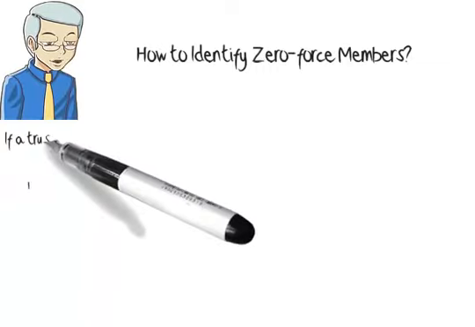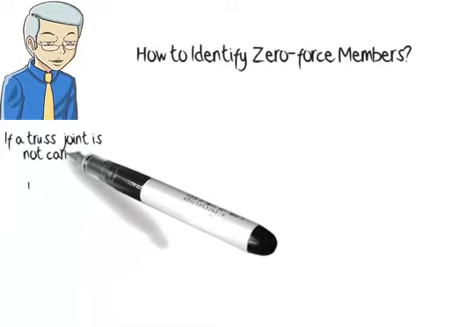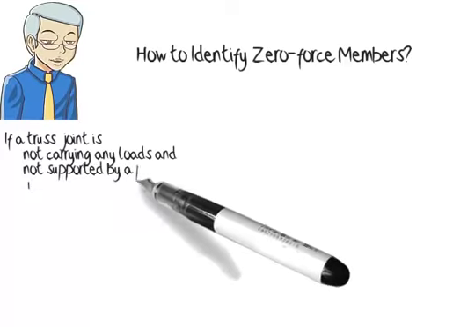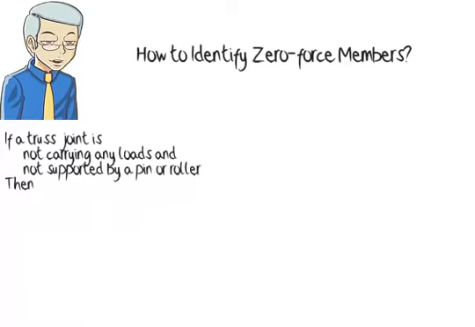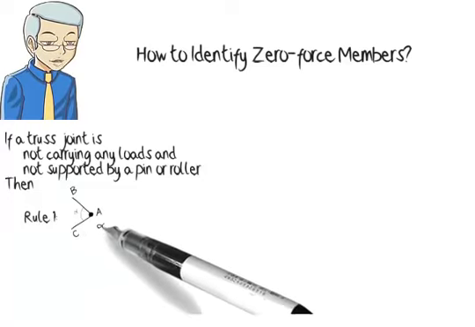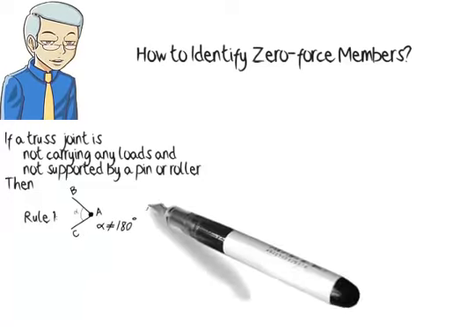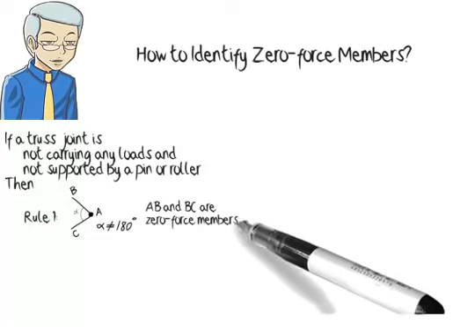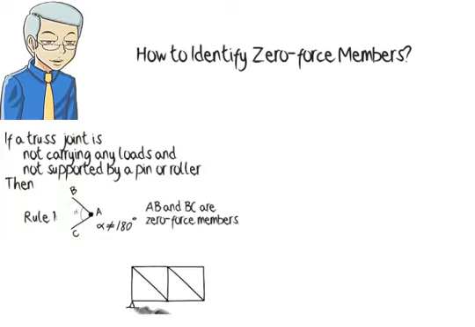If a truss joint is not subjected to any applied loads and is not supported by a pin or roller, then the following rules can be applied repeatedly to identify all the zero-force members. Rule 1. If the joint connects 2 members only, where the angle between the members is different than 180 degrees, both members are zero-force members. In this structure, joint F connects 2 members only, there is no load or support at the joint, therefore both EF and CF are zero-force members.